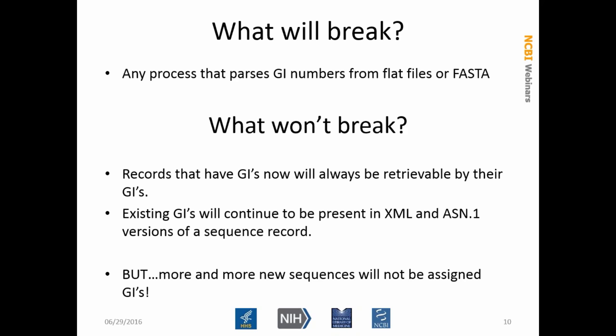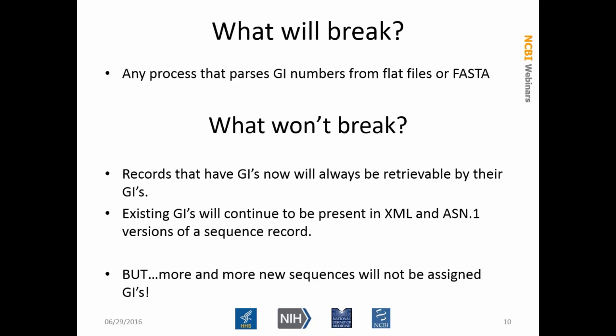Things that will not break. If you have a database that has GIs in it now, those GIs will continue to be used as retrieval keys, or identifiers, for records in NCBI. So any record that has a GI now will continue to have that GI and will continue to be retrievable by that GI indefinitely. Also, the GIs will continue to be in the XML and ASN1 presentations of sequence records. So if you're using the XML or the ASN1, nothing will change. Just flat files and FASTA.